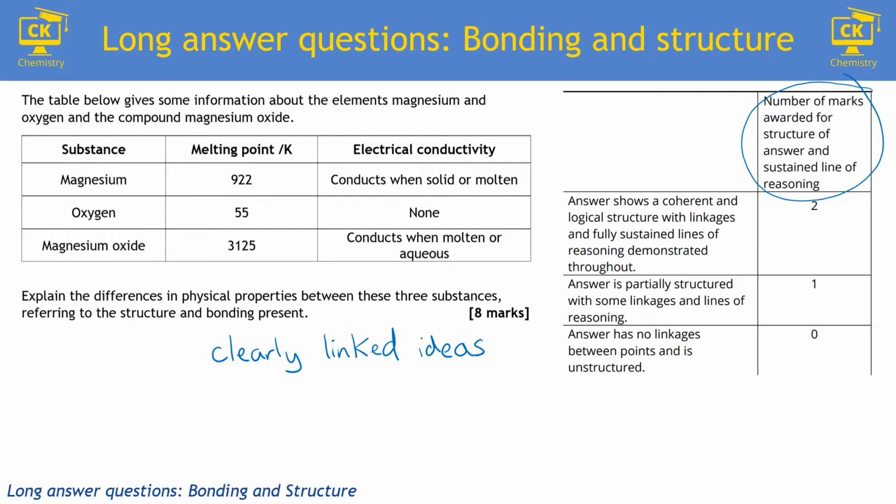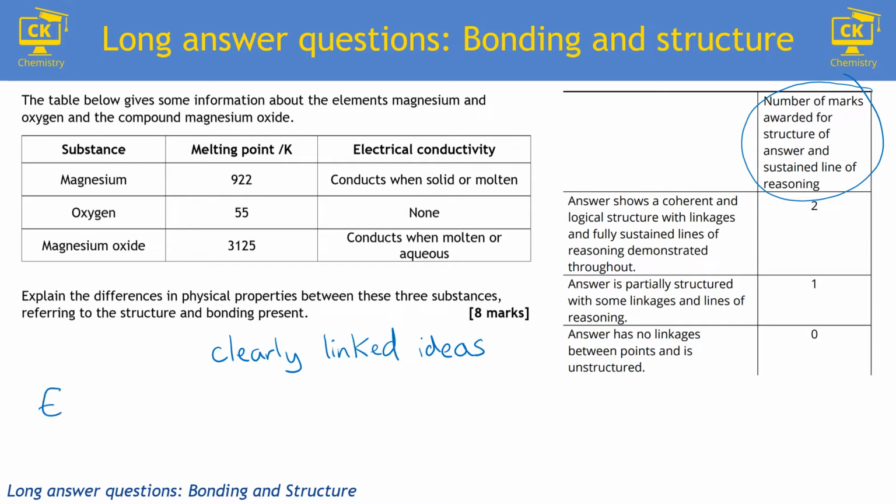However, the other way that you could do it is you could take each substance separately. So you're going to say, I'm going to talk about magnesium first. I'm going to explain the melting point and I'm going to explain the conductivity. Then I'll talk about oxygen and explain why that has a low melting point and no electrical conductivity. So this second idea is much more reliable, and that is because you're much more clearly going to link the structure and bonding to the properties. So that's how we're going to take it.